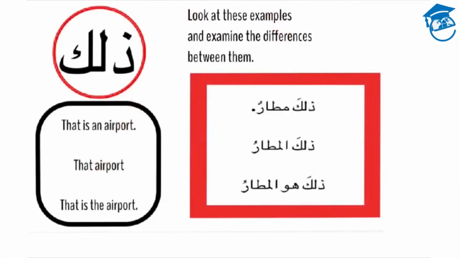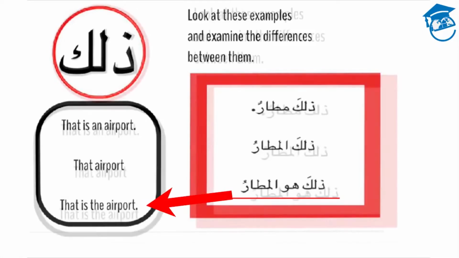Now let's look at some sentences using dhalika. Look at the following examples and examine the differences between them. Dhalika mataron. Dhalika mataron means that is an airport. In the second example, we have dhalika el-mataru. Dhalika el-mataru means that airport. In the third example, we have dhalika huwa el-mataru. Dhalika huwa el-mataru means that is the airport.